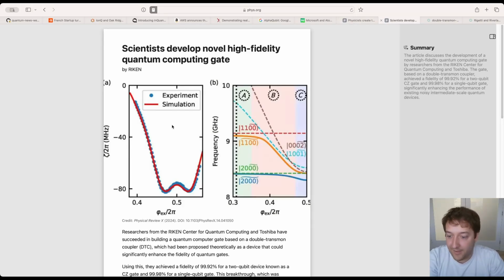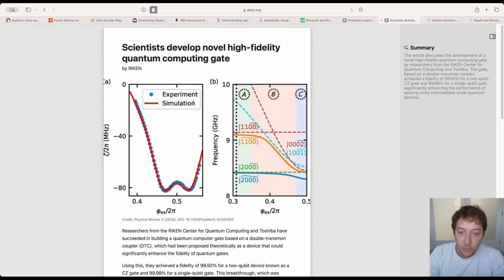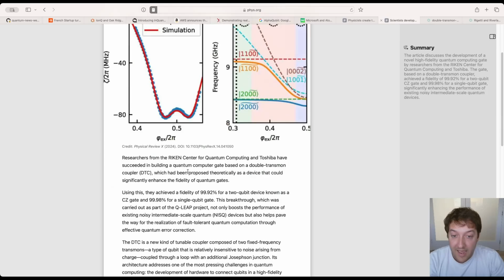And another interesting thing was RIKEN and Toshiba. They have a new coupler between superconducting qubits. And this coupler was actually designed via reinforcement learning. So they were able to create some sort of cost metric that an AI was able to use to design a more optimal coupler between the qubits. And they actually saw, this is incredible, 2-qubit gate fidelity. You're getting 99.92%.